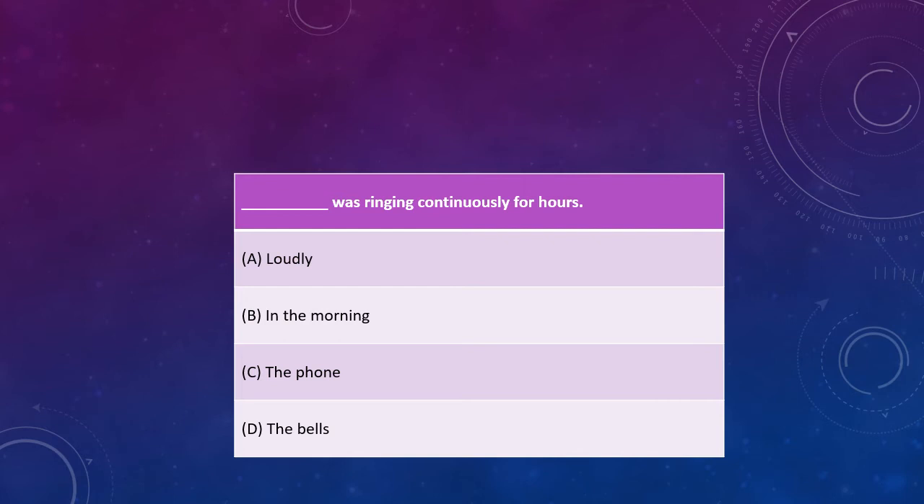Okay, you can eliminate the incorrect answers first if you want. Loudly is not a noun, so it cannot be a subject. While in the morning is also not a noun. It is a prepositional phrase, so it cannot be a subject either. So the answer should be D or C, because these ones are noun phrases. Okay, but which one is correct?